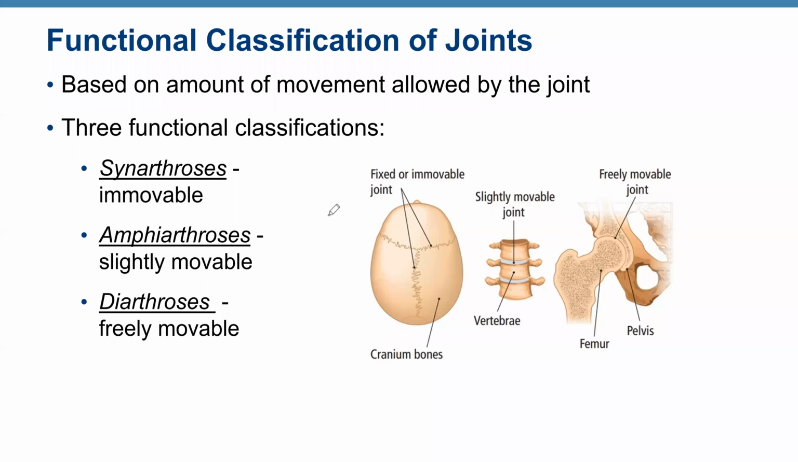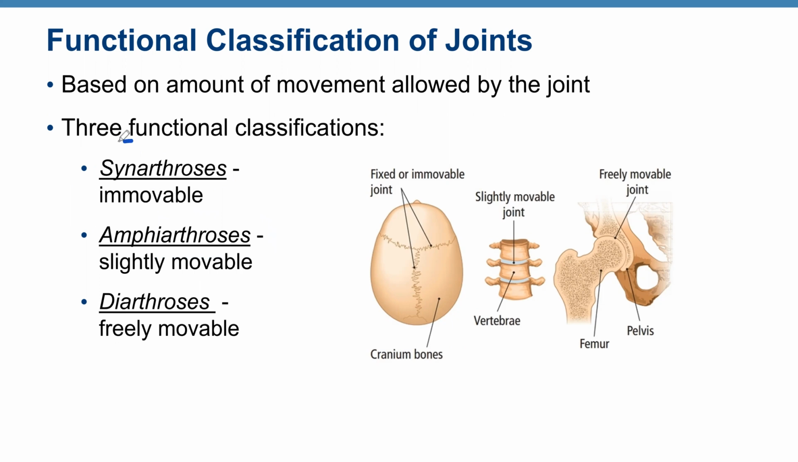So on this slide, we're going to use a functional classification of joints based on the amount of movement allowed by the joint. There are three groups of functional classification. Immovable joint, called synarthrosis. Now, when you see this word, arthrosis means joint. So synarthrosis, immovable joint. Amphiarthrosis, slightly movable joint. Again, we see arthrosis within this name. And diarthrosis is freely movable joint.